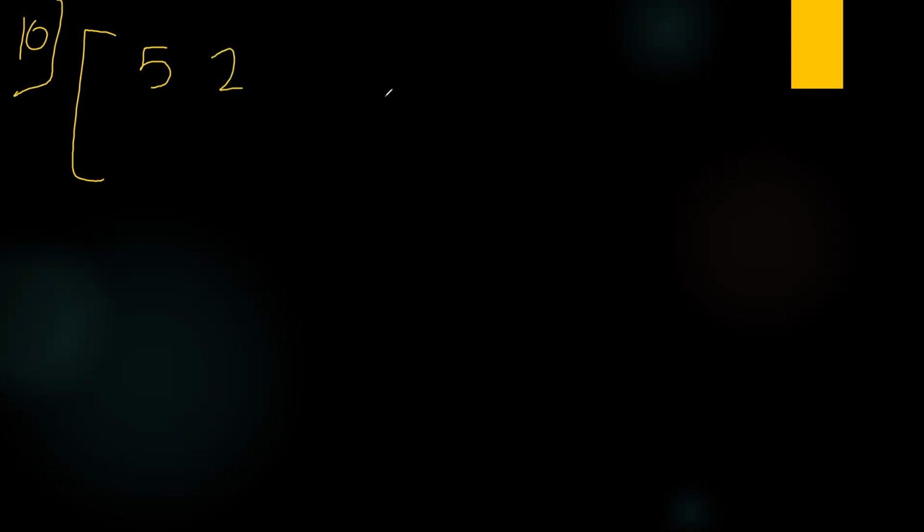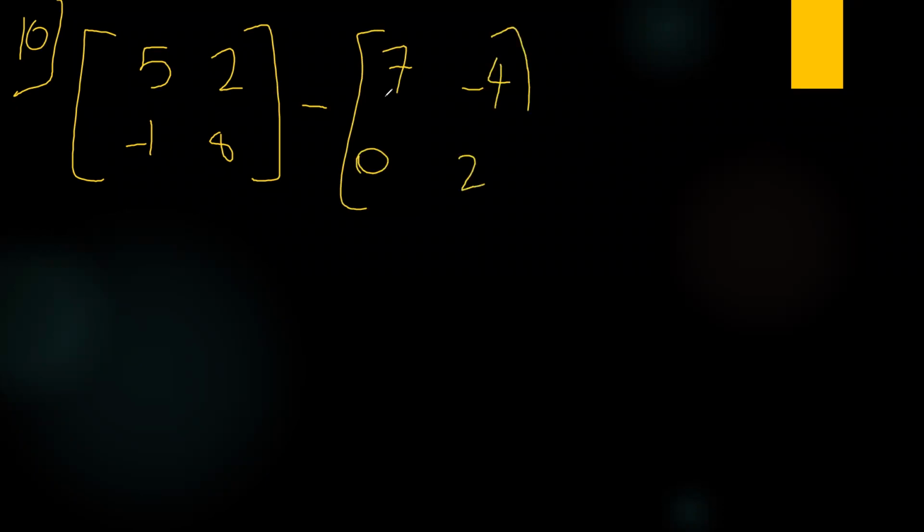Let's solve number 10 now. This is number 10 in your book. We have 5, 2, -1, 8, minus 7, -4, 0, and 2. This is number 10 in your book here.